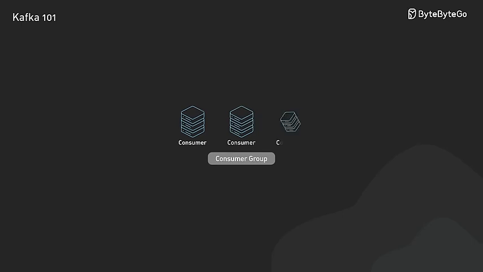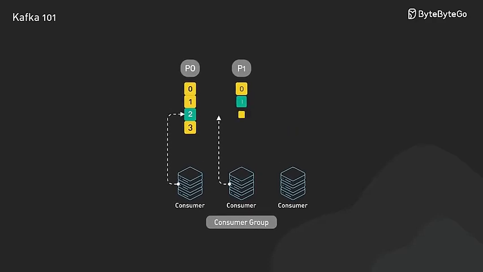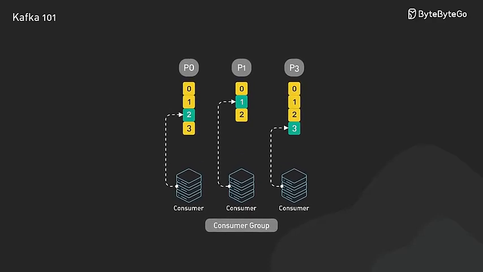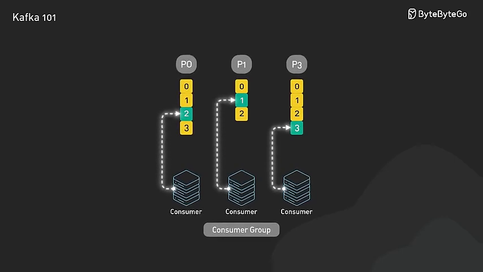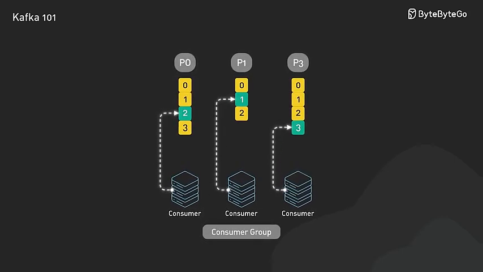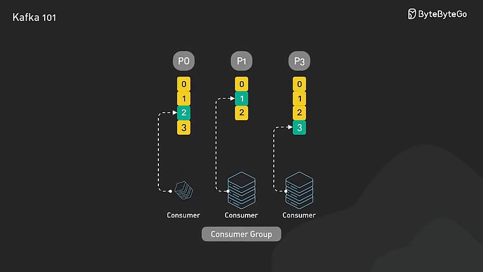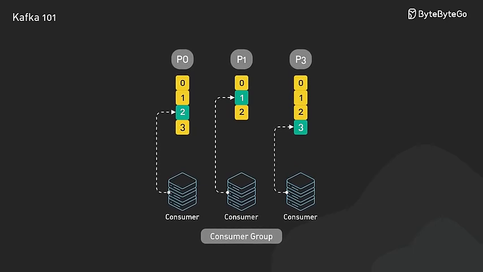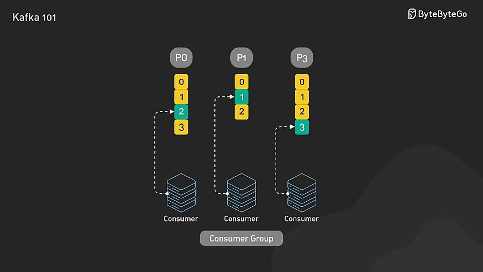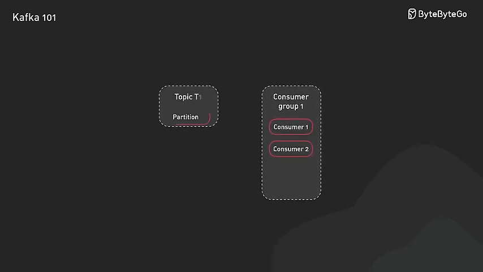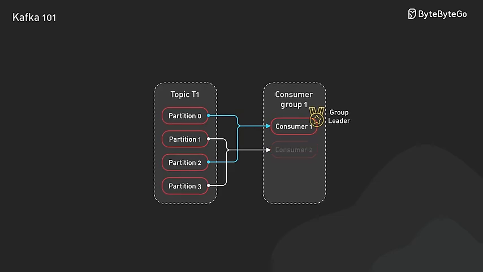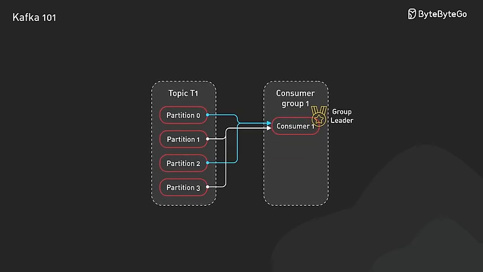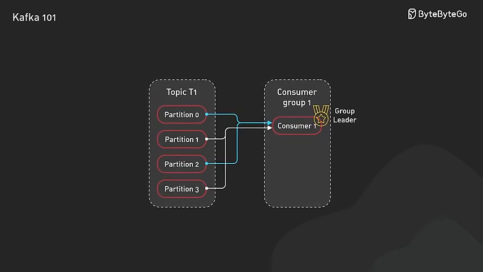On the receiving end, we have consumers and consumer groups. Consumers within a group share responsibility for processing messages from different partitions in parallel. Each partition is assigned to only one consumer within a group at any given time. If one consumer fails, another automatically takes over its workload to ensure uninterrupted processing. Consumers in a group divide up partitions among themselves through coordination by Kafka's group coordinator. When a consumer joins or leaves the group, Kafka triggers a rebalance to redistribute partitions among the remaining consumers.